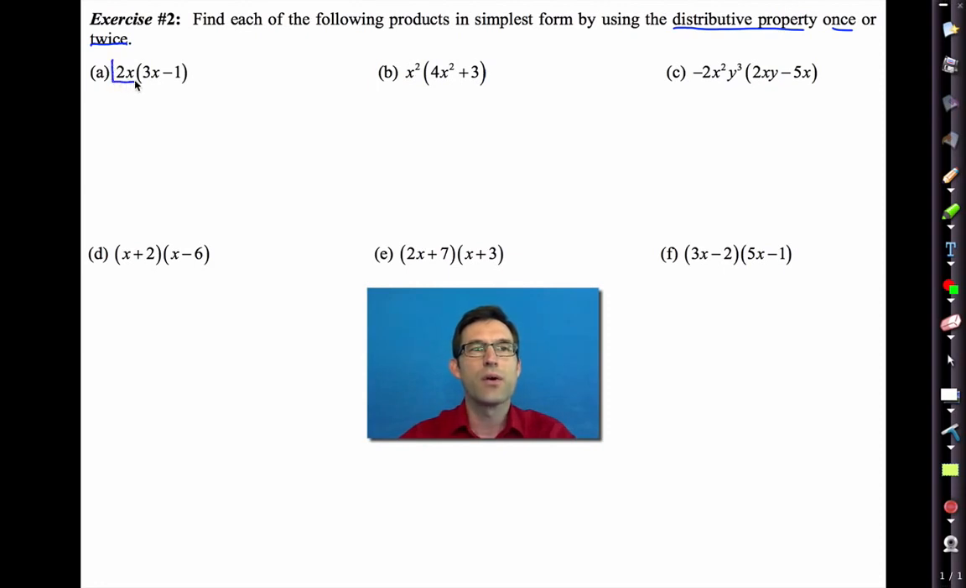So here, we have this monomial multiplying this binomial. And remember, what the distributive property tells me is that the 2x is going to multiply the 3x, and then the 2x is going to multiply the 1. 2x times 3x, we can multiply the 2 and the 3 to get 6, and x times x will give me x squared. Now this one's easy. 2x times 1 is 2x. Anything times 1 is itself.